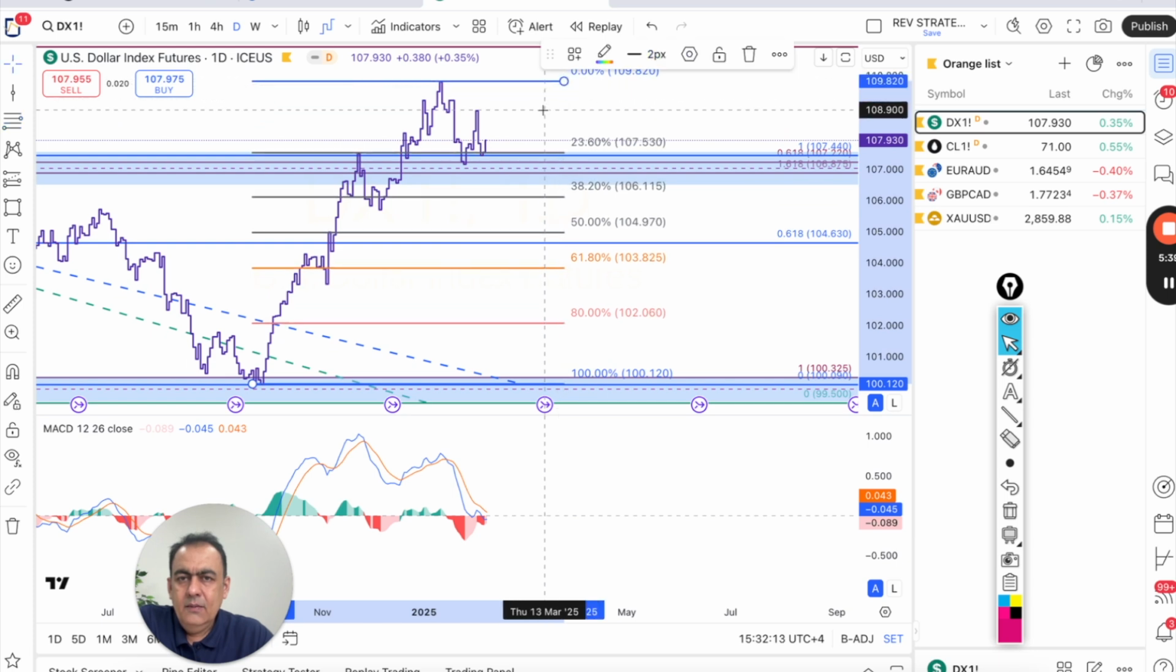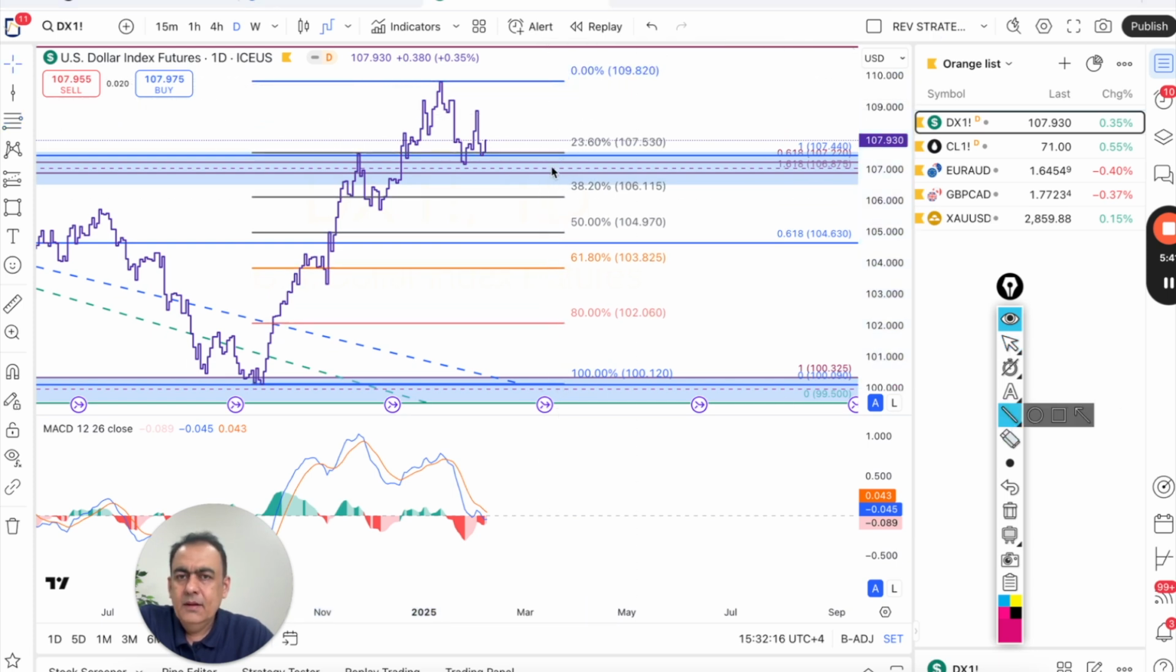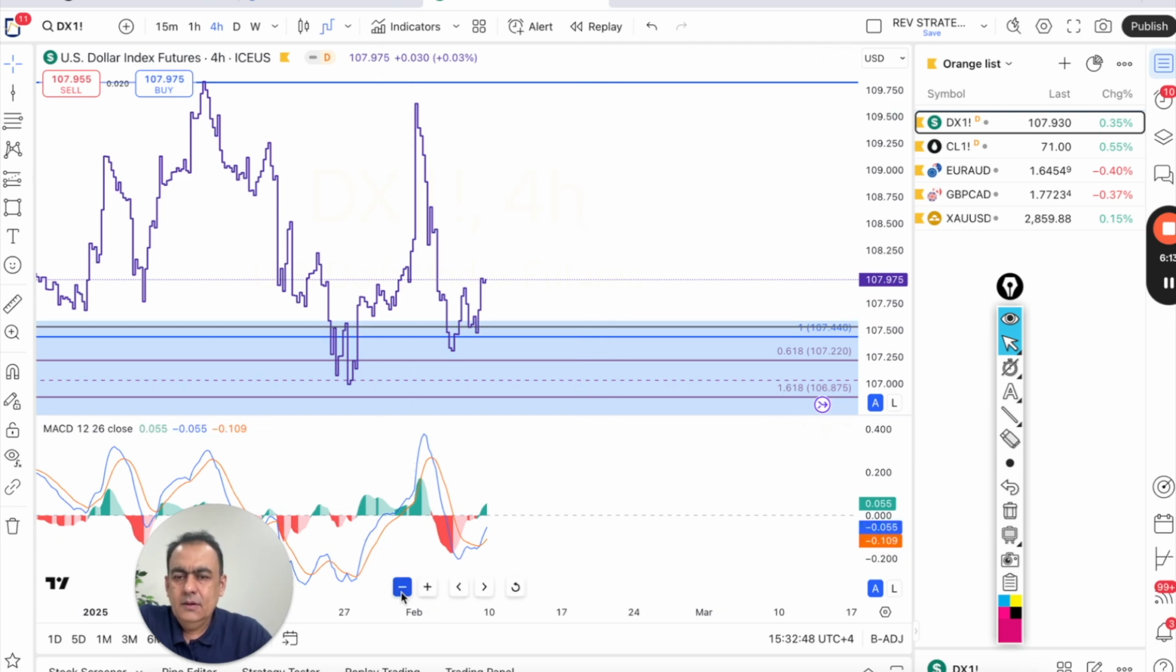So until now, the dollar index has corrected only 23%. At least 38 or 50 is highly probable. So I'm expecting either range-bound consolidation and then continuation upwards, or alternatively I'm expecting here one more push down and then continuation. So let's move down to the 4-hourly frame and see what's happening on the lower time frame.